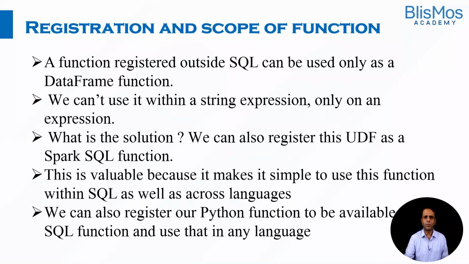In terms of registration, a function registered outside SQL can be used only as a data frame function. It means you can use that as a part of the select, but we cannot use the functions registered outside SQL as a part of the string expression. Then what is the solution? The solution is we can register that as a Spark SQL function. How to do that? We'll try to see that as an example.